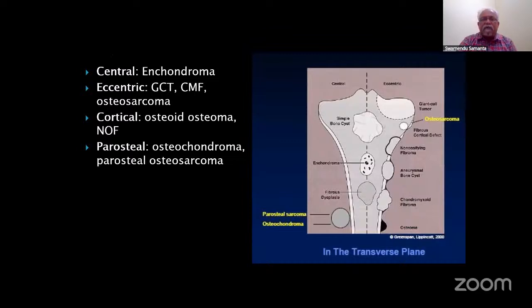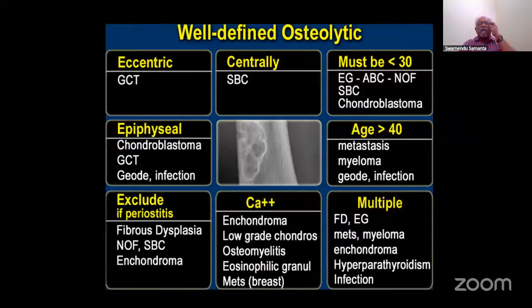And if we come to the transverse plane, if you go into the center, you will find the enchondroma. If you go to the eccentric region, you will find the giant cell tumor or chondromyxoid fibroma or the osteosarcoma. In the cortical region, you will find the osteoid osteoma. And in the parosteal region, you will find the parosteal osteosarcoma. So the lesions which are osteolytic can be eccentric or centrally located, and in the epiphyseal region you will find the chondroblastoma, GCT, infection, and always you have to exclude that you are not dealing with an infection.